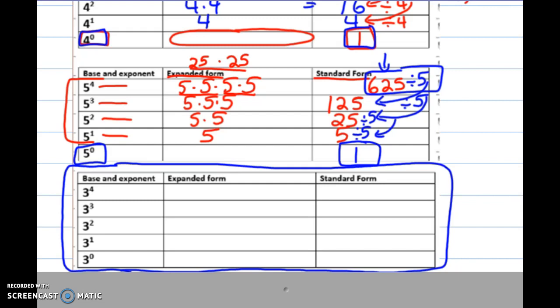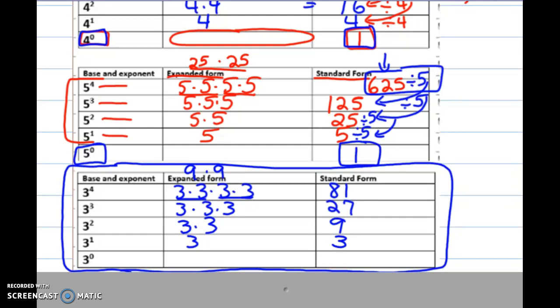Okay, you should have done all of the work for the last table, and now you're going to check your work and make any corrections that you might need to. 3 to the 4th power in expanded form looks like that. And when you did the multiplication, you should have done 9 times 9, which is 81. 3 cubed, or 3 to the 3rd power, is 27. 3 squared, or 3 to the 2nd power, you should have gotten 9. And 3 to the 1st power is 3.